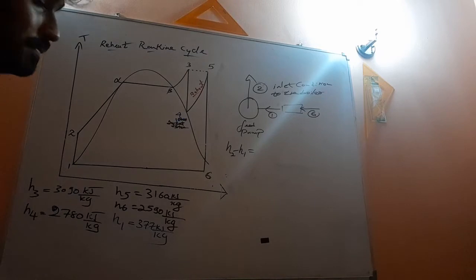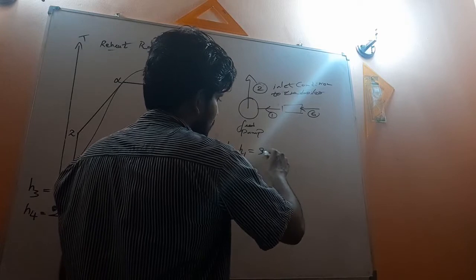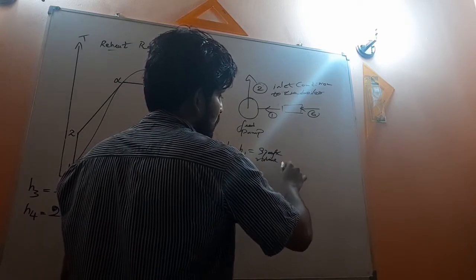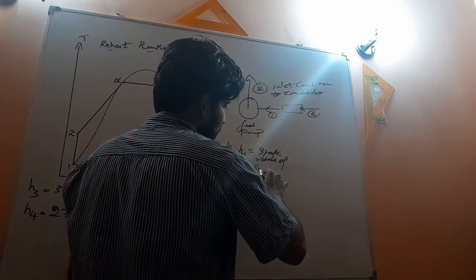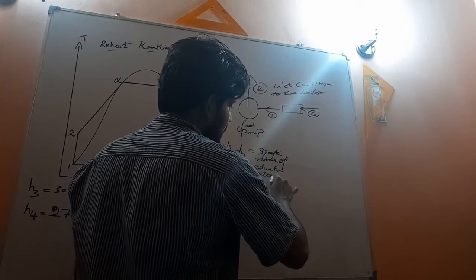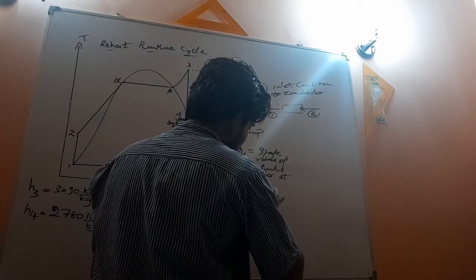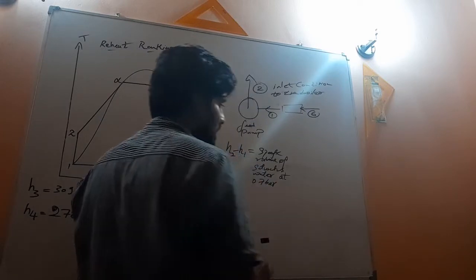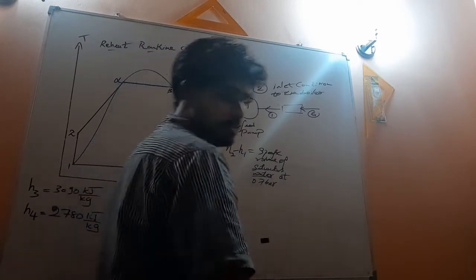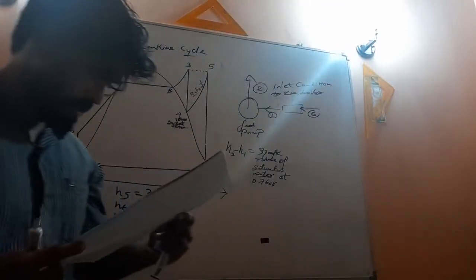So now how to find the pump work? Pump work equals the specific volume of saturated water at 0.7 bar. Be very careful. Specific volume of saturated water at 0.7 bar. Okay? Right.